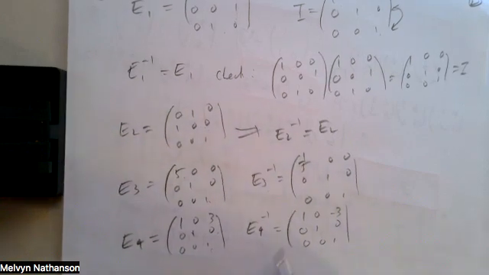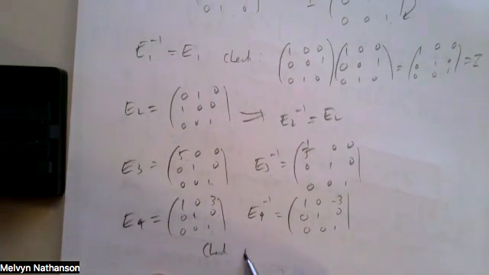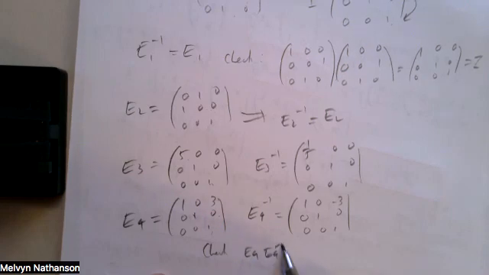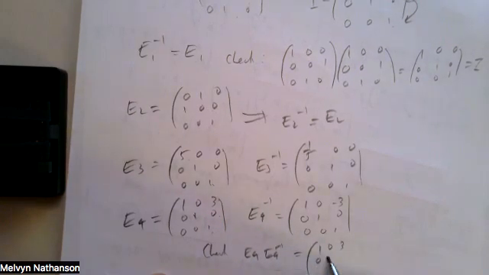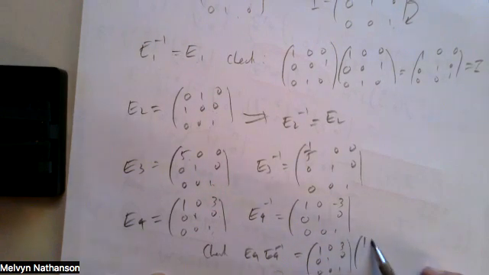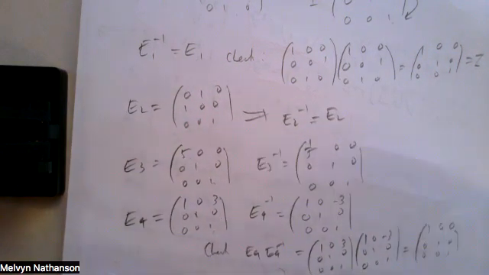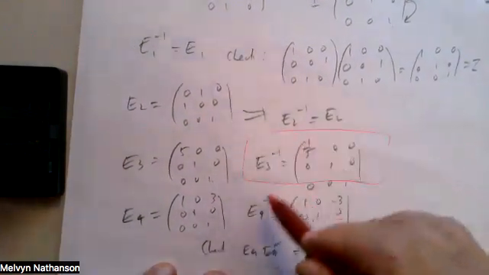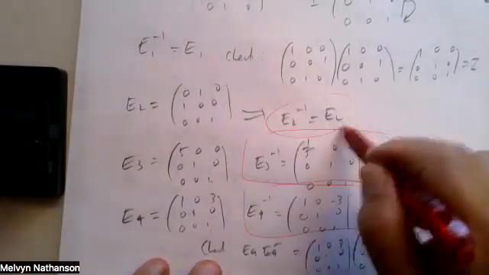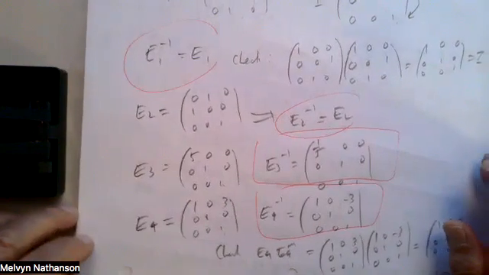Let's check. E4 is 1, 0, 3, 0, 1, 0, 0, 0, 1, times 1, 0, minus 3, 0, 1, 0, 0, 0, 1. This gives 1, 0, 0, 0, 1, 0, and the third column is minus 3 plus 3, which is 0, then 0, 0, 1. So this also checks. That's E3 inverse, E4 inverse, and E2 inverse versus the original matrices.